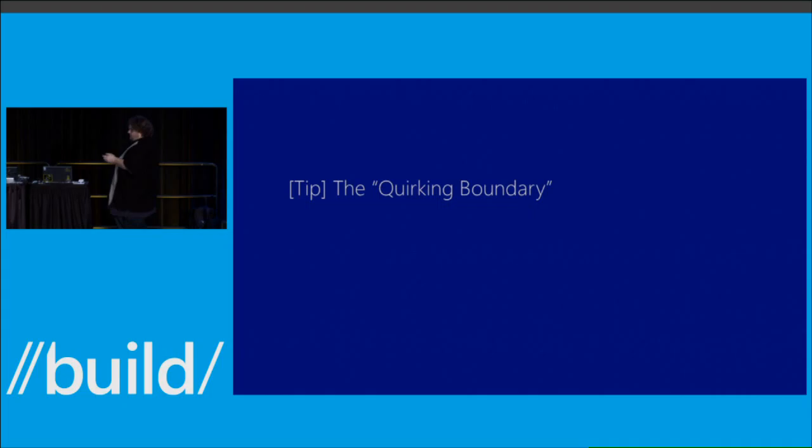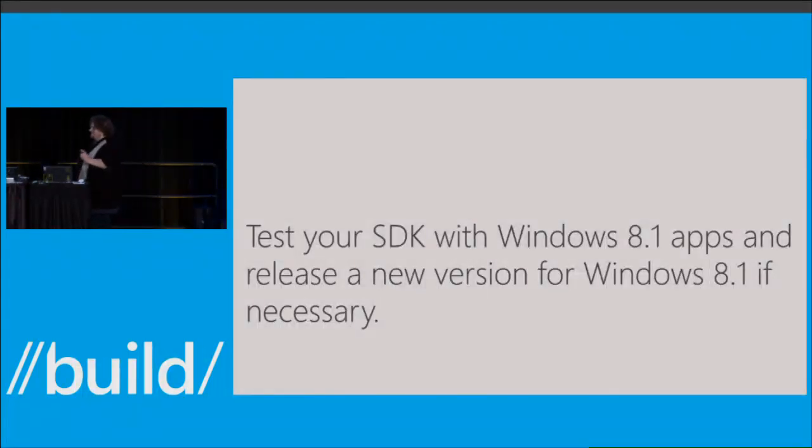So what does that mean for us library developers? Test your SDK, or your library in this case, with Windows 8.1 apps. And if you need to, release a version specifically for Windows 8.1. There's a lot of great stuff that was added in Windows 8.1. It might be that you need specific functionality that lights up on Windows 8.1. In that case, make sure to release a Windows 8.1 version of your library.